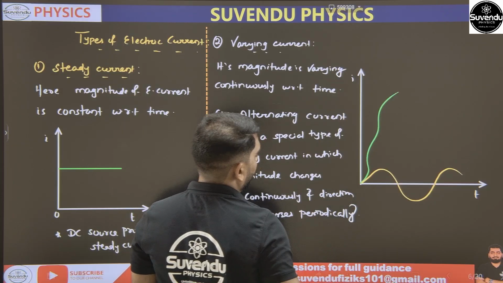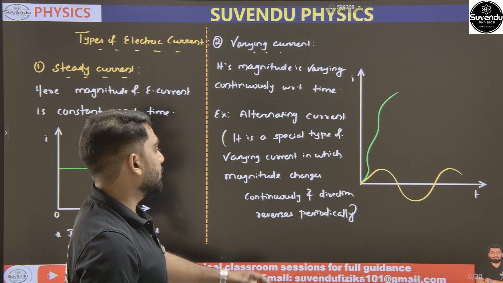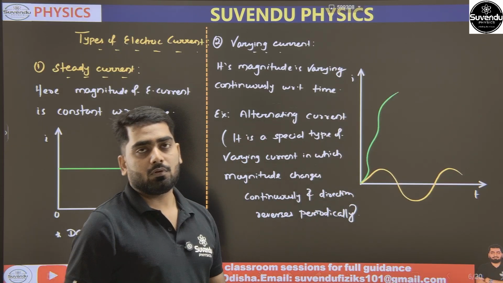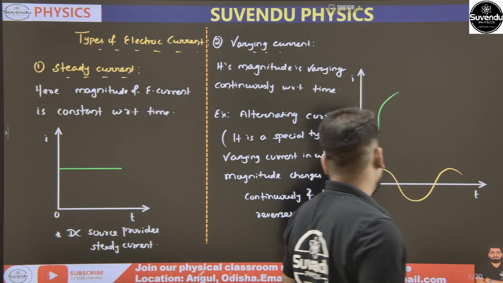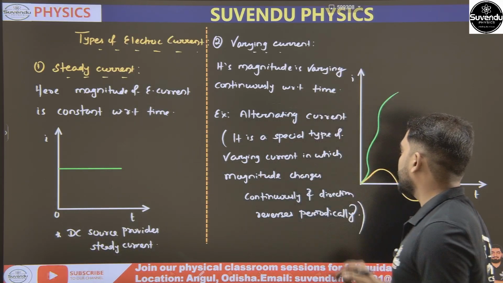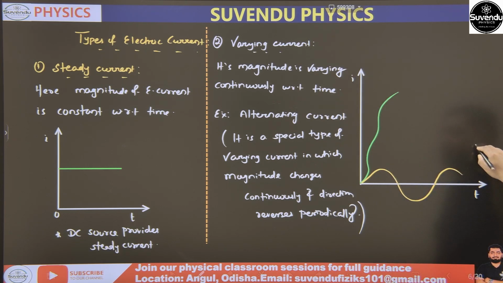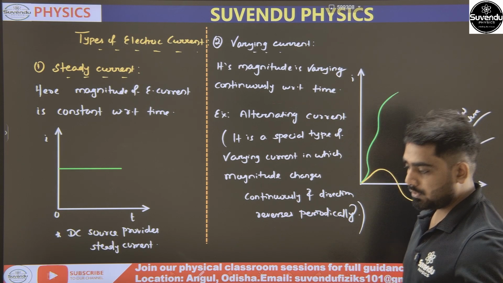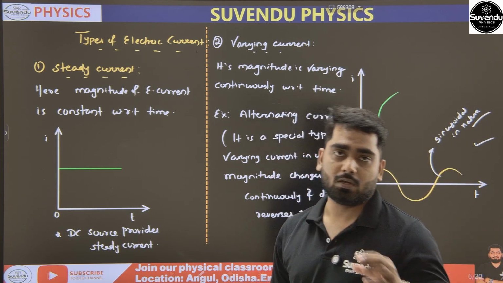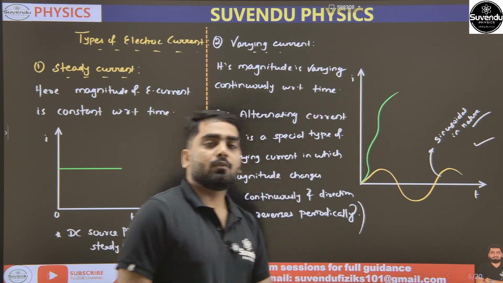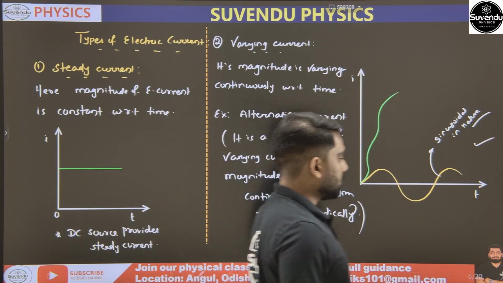I think you all have read in class 10 how its direction reverses periodically. But for the point of view of our varying current, you just remember this. This current along y-axis and time along x-axis, and this graph is sinusoidal in nature. What is the meaning of sinusoidal? Sine curve. The graph will be like the graph of the sine function in trigonometry, the same as the graph of alternating current. I think this is clear to all of you.